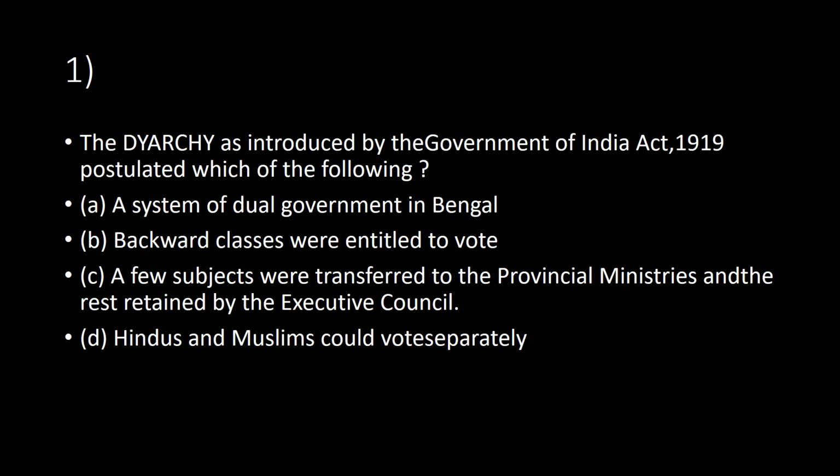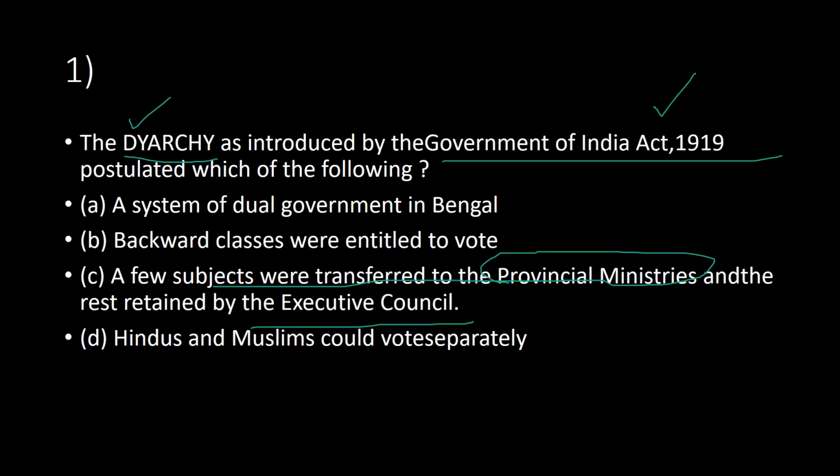The first question is, the diarchy as introduced by the Government of India Act 1990 postulated which of the following? Let's just remember diarchy, that is, di means two. It was introduced by the Government of India Act, that is 1990. Basically it was a system where a few subjects were transferred to the provincial ministries, and the rest were retained by the executive council. When you see diarchy, you might simply imply the system of dual government in Bengal, but this is not the case, because in 1990 this happened.